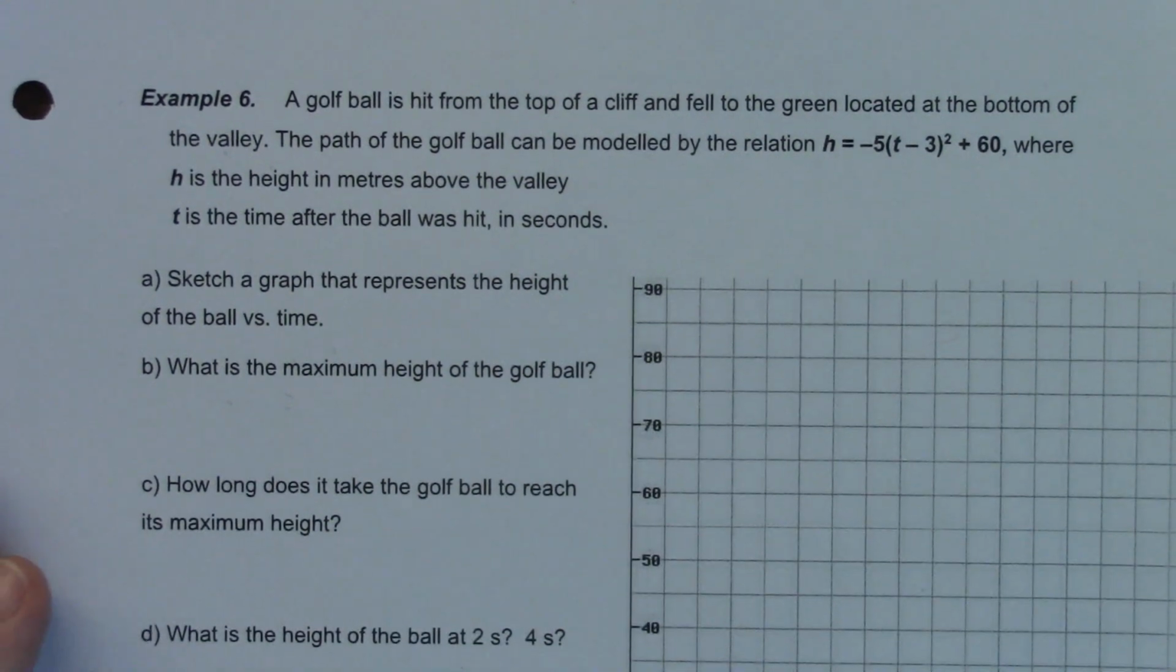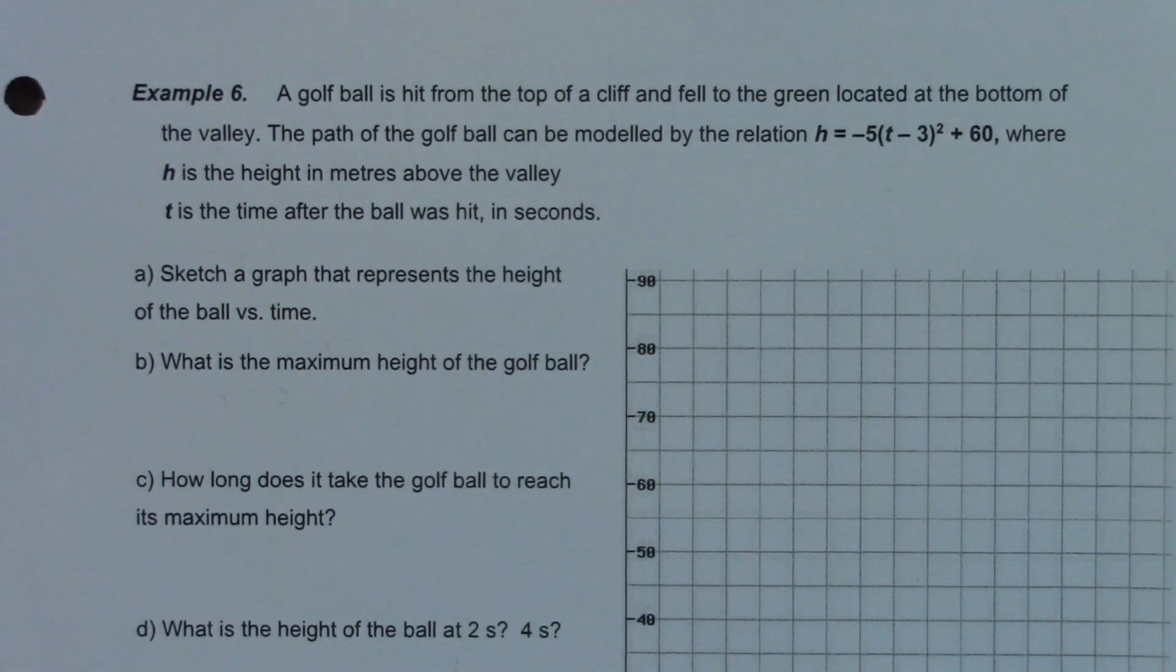All right, here we got a word problem, okay? Example 6. All right, so it says, a golf ball is hit from the top of a cliff, and it fell to the green located at the bottom of the valley. The path of the golf ball can be modeled by this relation.